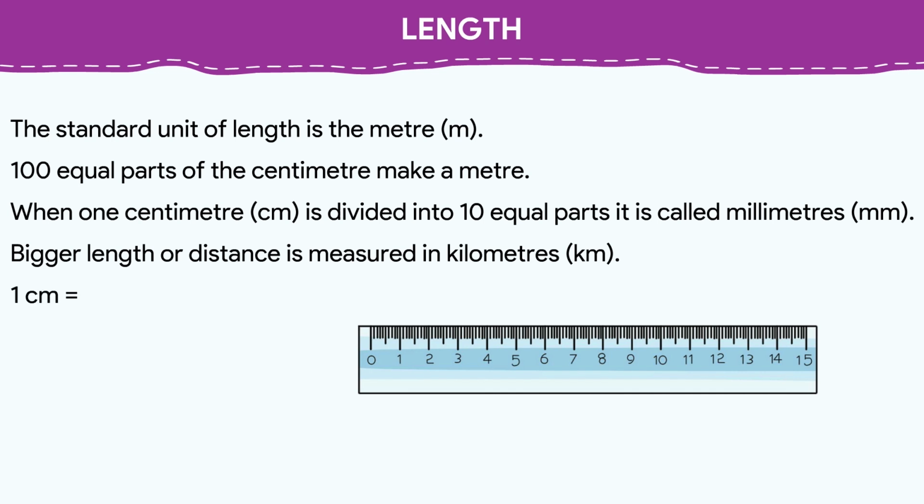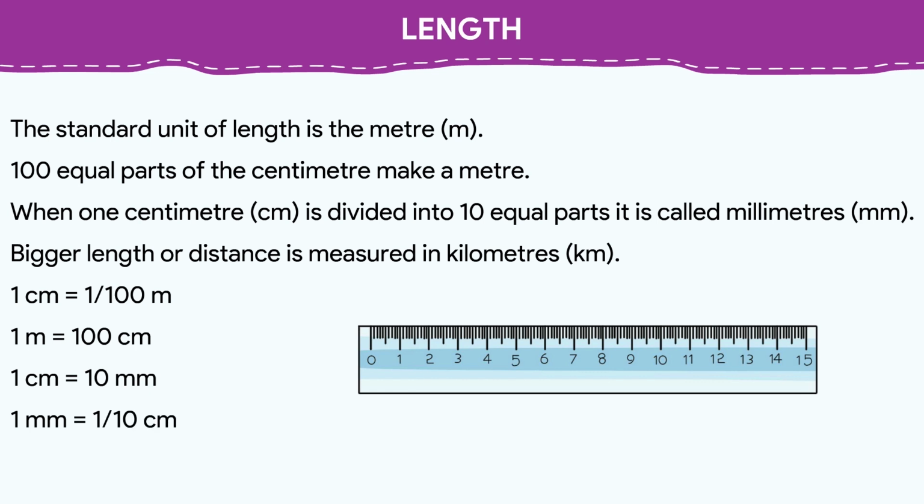1 centimeter is equal to 1 by 100 m. 1 meter equals 100 centimeters. 1 centimeter equals 10 millimeters. 1 millimeter equals 1 by 10 centimeters. 1 kilometer equals 1000 meters, which is equal to 1 lakh centimeters.